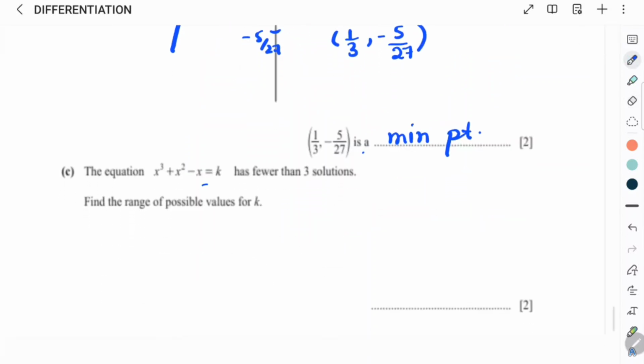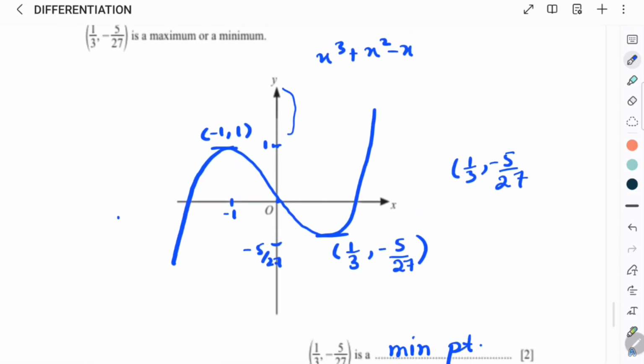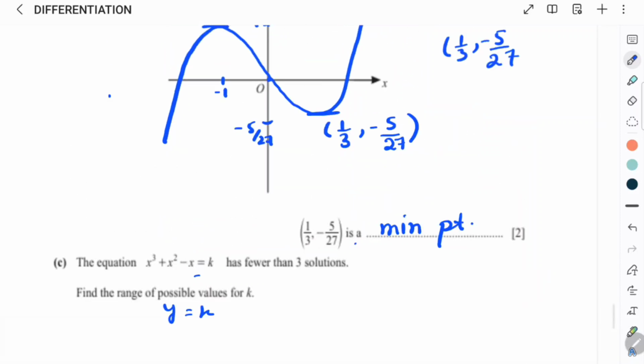So the last question: the equation x cube plus x square minus x equals k. So you know that y is equal to x cube plus x square minus x. So y is equal to k. y equals k is always a horizontal line. It has fewer than 3 solutions. Solution means this line intersects the curve at 3 points. Fewer than 3 points means it should be less than 3. Okay, it can be 2, it can be 1. They are asking you the range of the possible values for k.